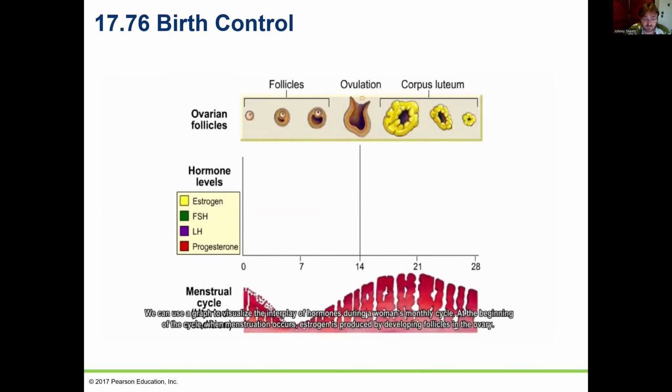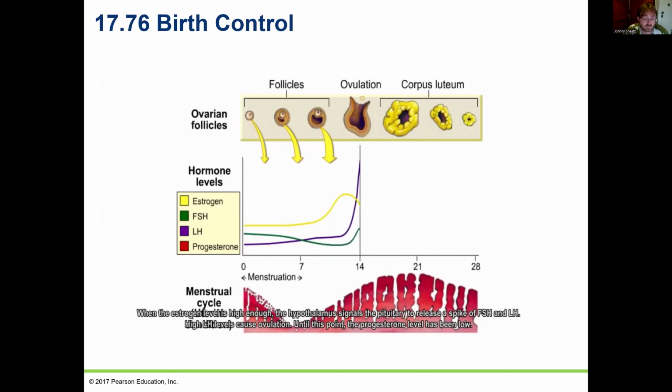The interplay of hormones during a woman's monthly cycle. At the beginning of the cycle, when menstruation occurs, estrogen is produced by developing follicles in the ovary. When the estrogen level is high enough, the hypothalamus signals the pituitary to release a spike of FSH and LH. High LH levels cause ovulation.